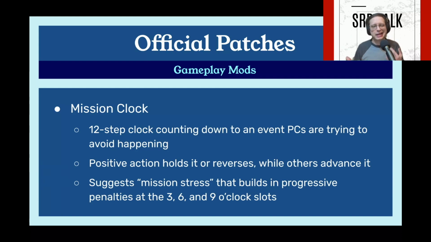The most interesting part of this, though, the way it's described here, is that it actually suggests adding sections where there could be progressively increasing mission stress. So these would be mechanically described as progressively increasing penalties to particular types of actions at the 3 o'clock, 6 o'clock, and 9 o'clock position. So that once you go past that time on the mission clock, by the time you're hitting like 9 o'clock, obviously it's going to be really difficult for your characters.